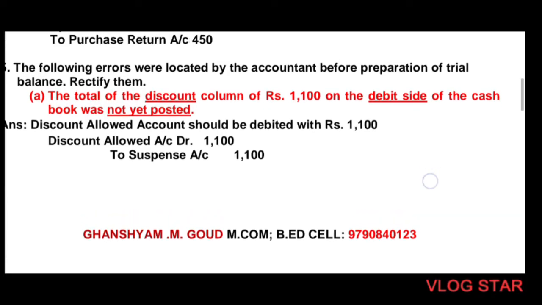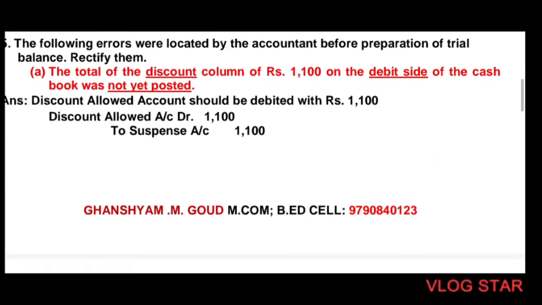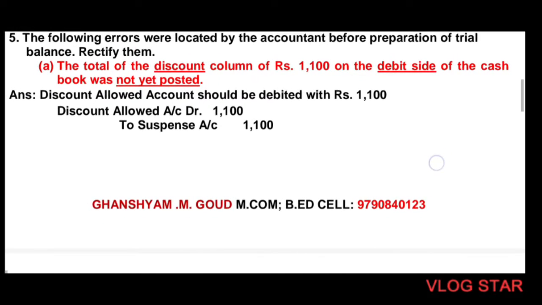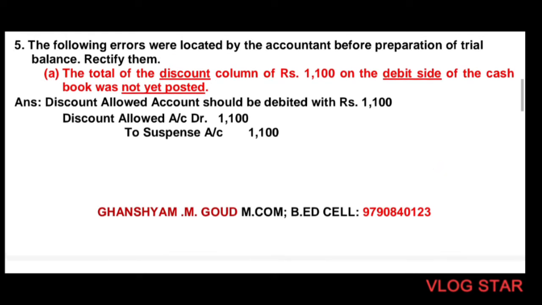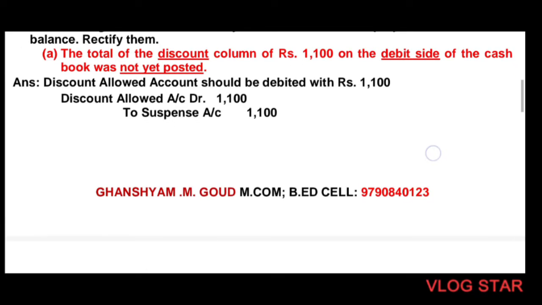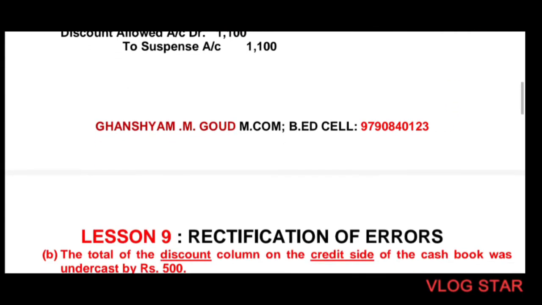Discount debit means discount allowed. If it is given discount credit means discount received. So debit side means discount allowed. So discount allowed is a debit balance. So you have to write the original entry if it is not yet posted or undercast or less. So answer is discount allowed account should be debited with rupees 1100. So discount allowed account debit to suspense account 1100. We have to write the original entry because we forgot to write in the account. Okay.